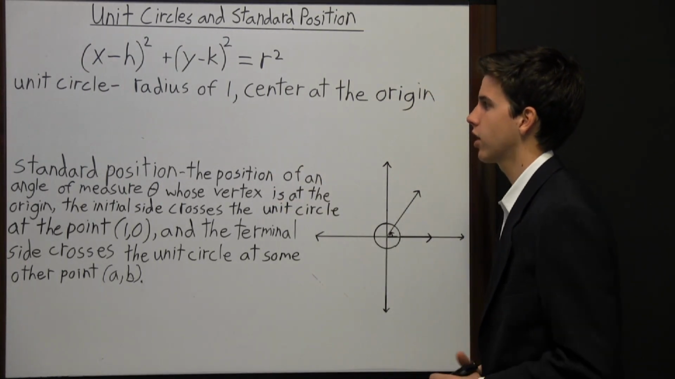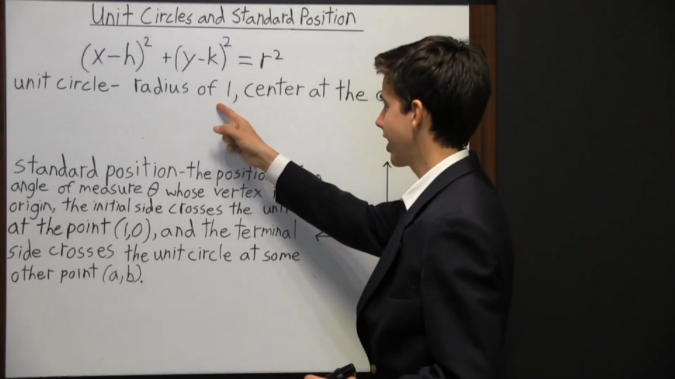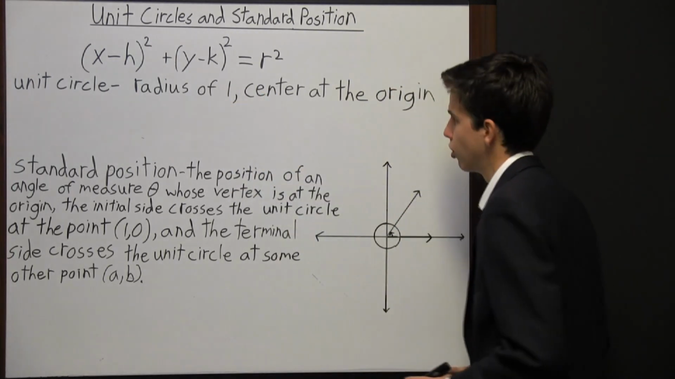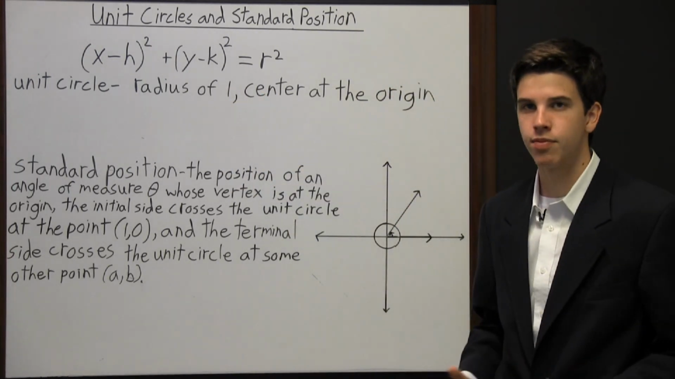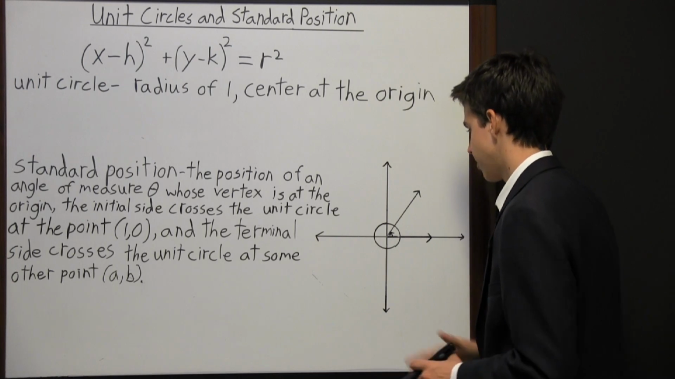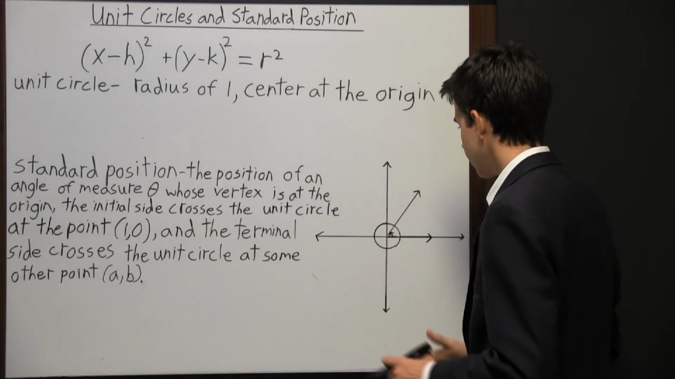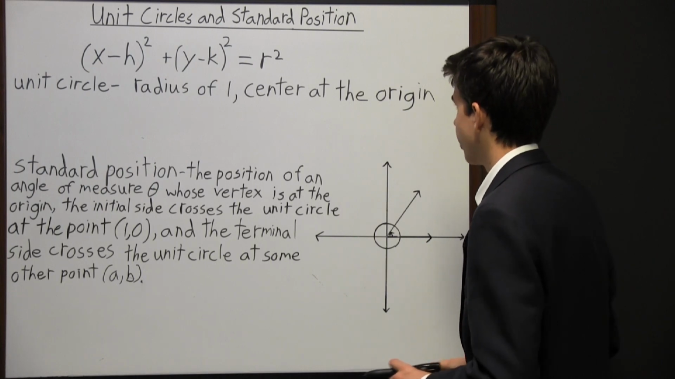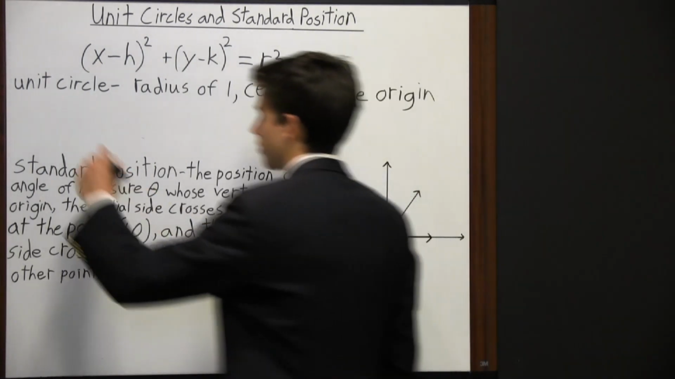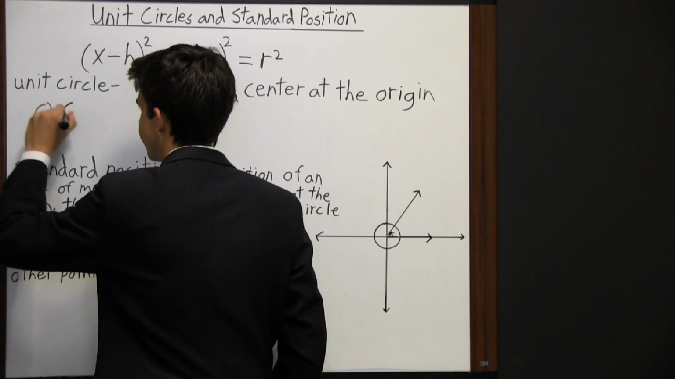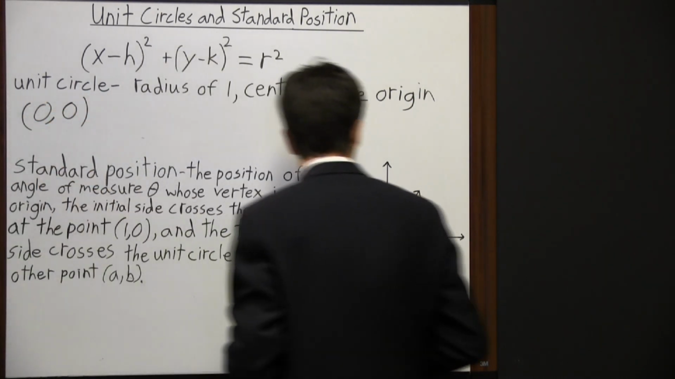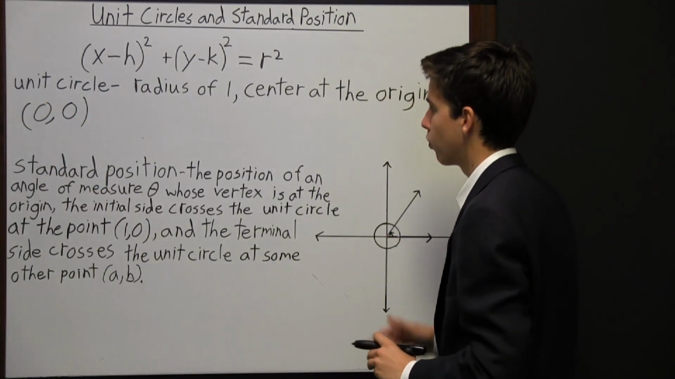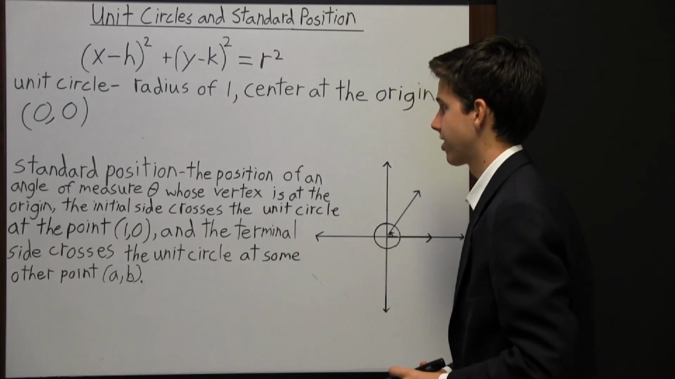Now, we have something called the unit circle, which has a radius of 1, and the center is at the origin. The origin is where the x-axis meets the y-axis, which is right there in the center of the coordinate plane. The coordinates for the origin are 0, 0, because it's at point 0 on the x-axis and point 0 on the y-axis.